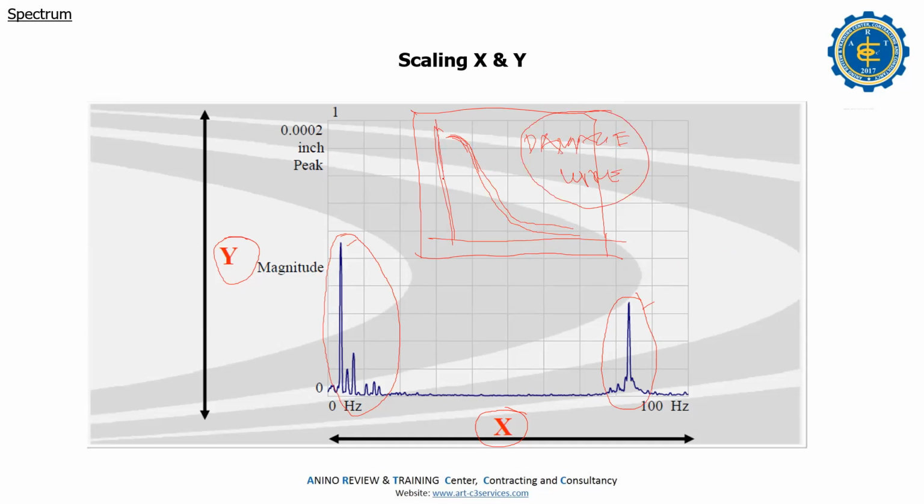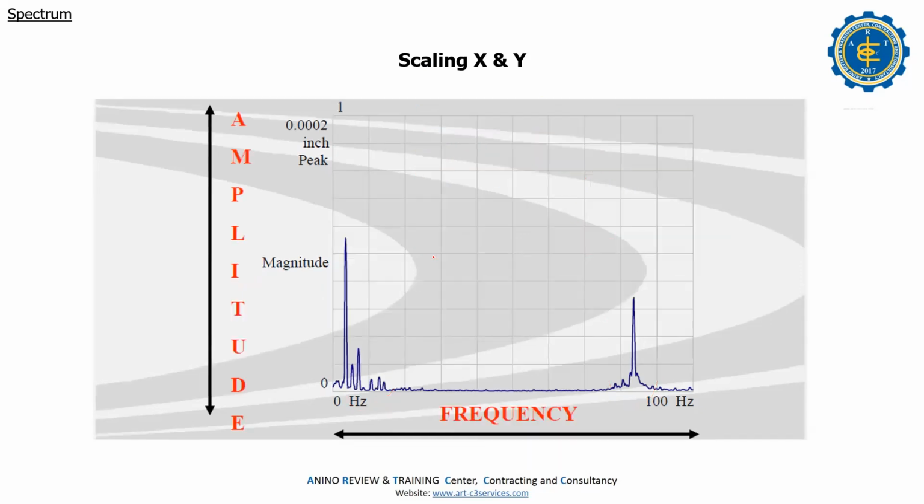If you ask a technician and he cannot answer, maybe he is a beginner with zero knowledge about the picture. So this is the amplitude. The magnitude is called the amplitude, the amplitude of the frequency. And then this is the frequency.